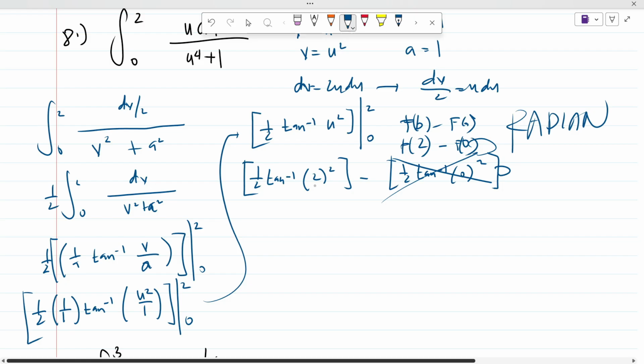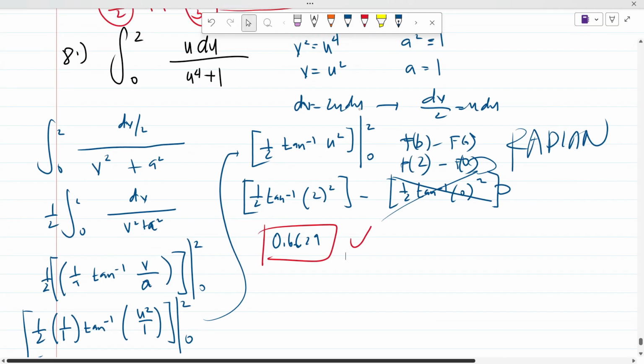Wait. .6629. Yan yung value niya, guys, ng integral na to, guys. Gets? So, eto yun. U du all over x4 plus 1. So, the answer is 0.6629.